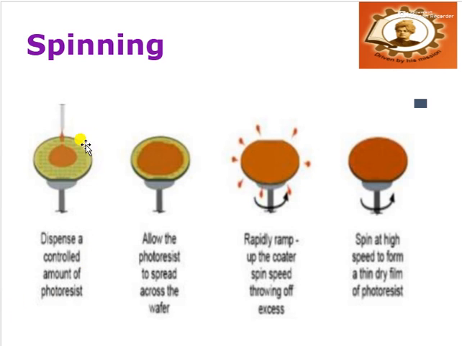First, dispense a controlled amount of photoresist. Then allow the photoresist to spread across the wafer, and then rapidly ramp up the coating spin speed, throwing off the excess, which is removed from that wafer. Then spin at a high speed to form a thin film of photoresist. So in the third step, basically the unwanted material is removed from our wafer.